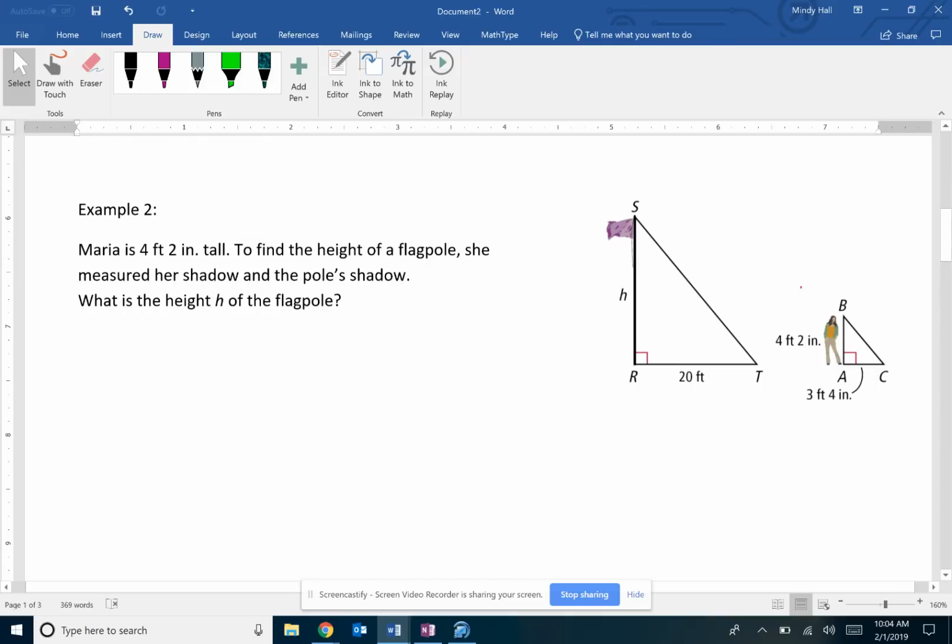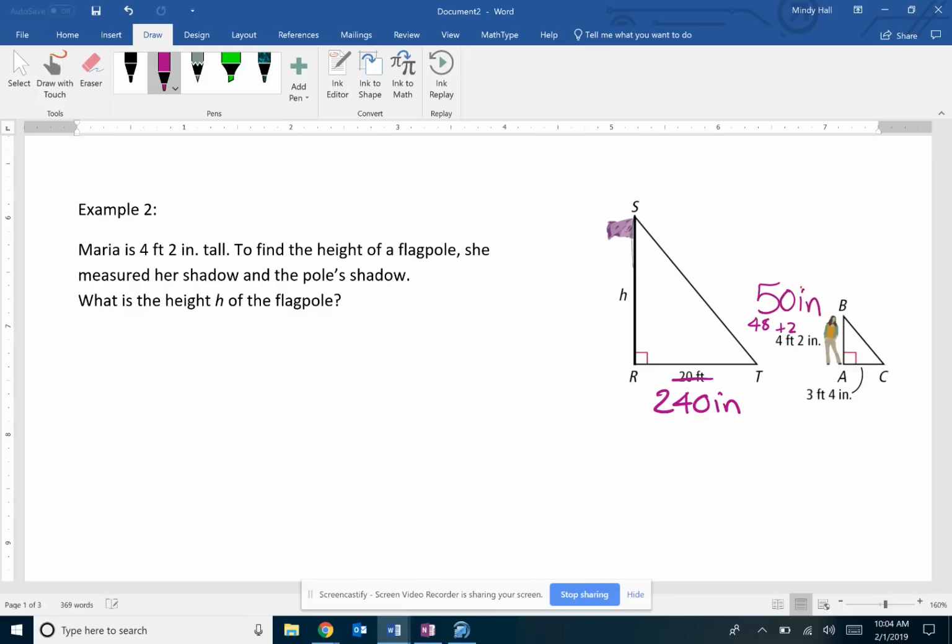This next example is extremely similar, just a different person. Maria is 4 feet 2 inches tall. To find the height of the flagpole, she measured her shadow and the pole's shadow. What is the height h of the flagpole? We're going to do the same thing and convert everything to inches to make our lives a little bit easier. So 20 feet is 240 inches. 4 feet 2 inches would be 48 inches plus 2, which gives me 50 inches. And then 3 feet 4 inches becomes 40 inches.